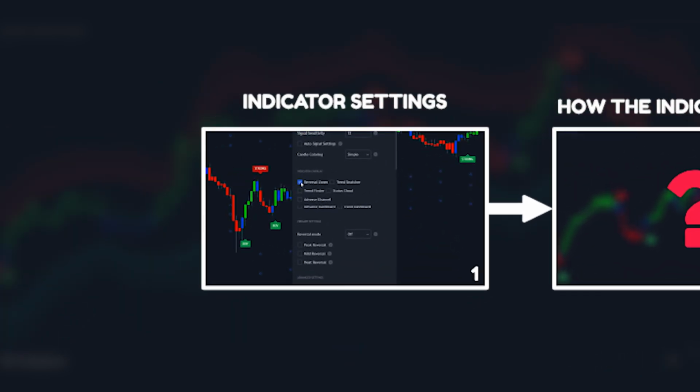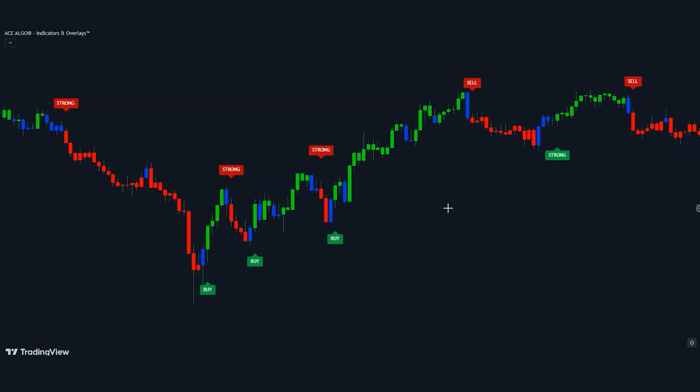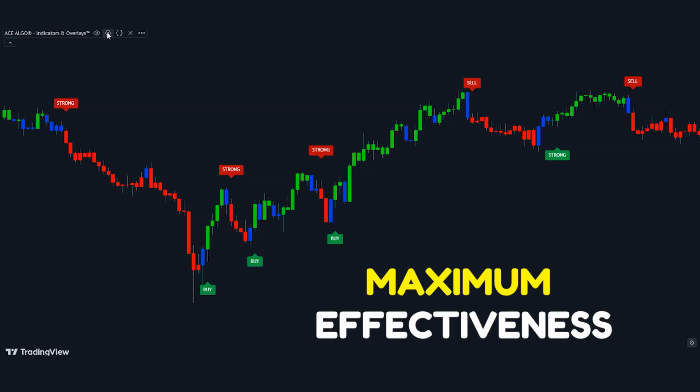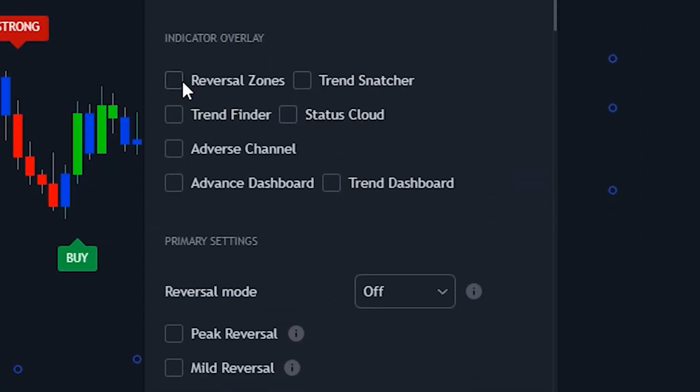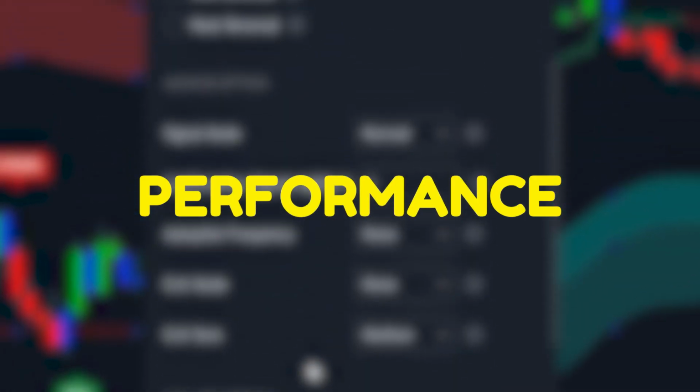Alright, let's get into the specifics of this indicator. Here's how you should tweak the settings for maximum effectiveness. Head over to the input section and set the signals to confirmation signals. Don't forget to turn on both the reversal zones and trend finder. These settings are crucial for optimal performance.